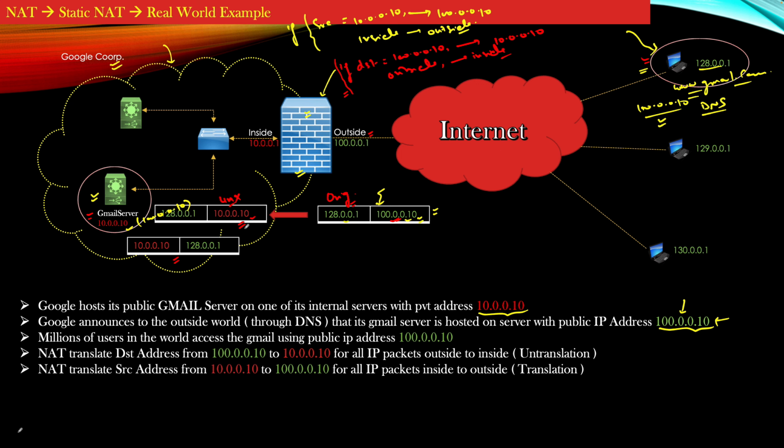And when this reply packet hits this ASA firewall device on the inside interface, the original static NAT rule will be enforced on this packet. And that rule says that if the source address of the packet is 10.0.0.10, convert it into 100.0.0.10. So this would be the translated packet, TX.